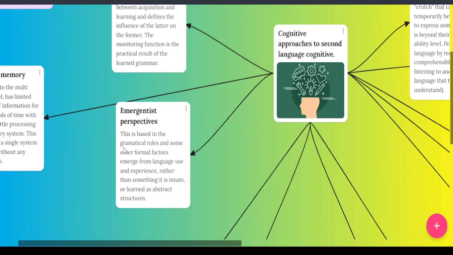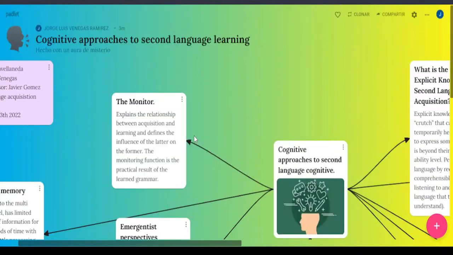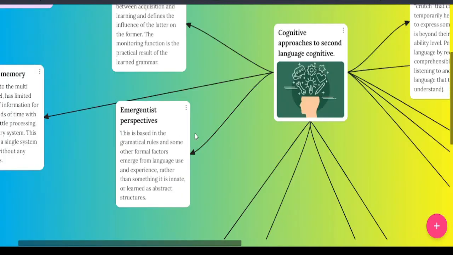Now we're going to continue with Laura's. She's going to explain some important topics. So let's start with her.